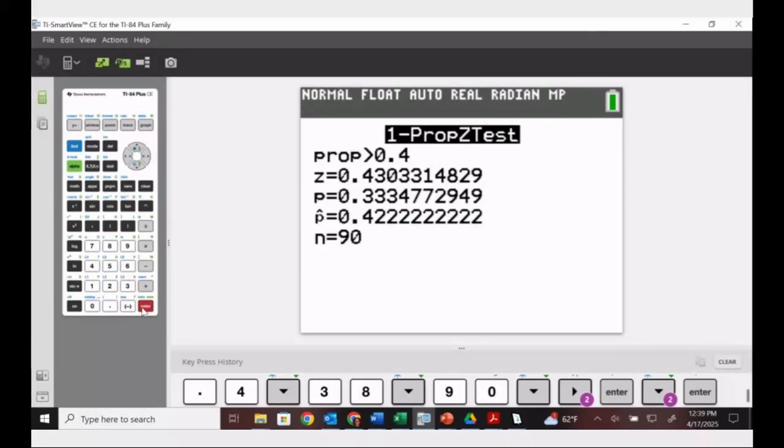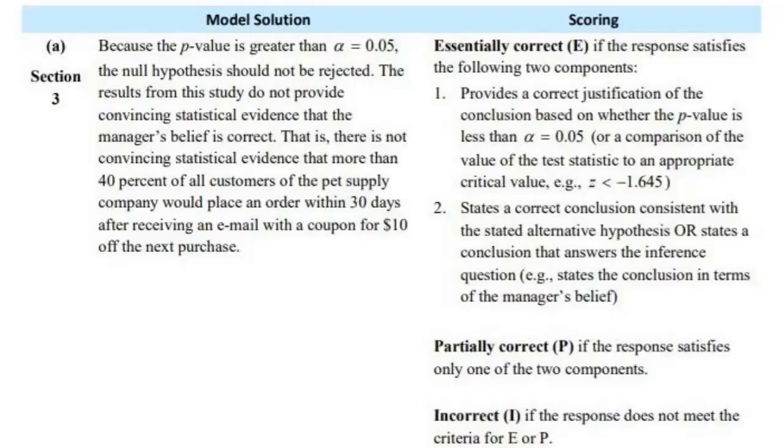And then we can go to calculate. It gives us the z statistic. It gives us the p-value. And then we have our p-hat and our n value. So you can use that to calculate. Section 3 was the conclusion.